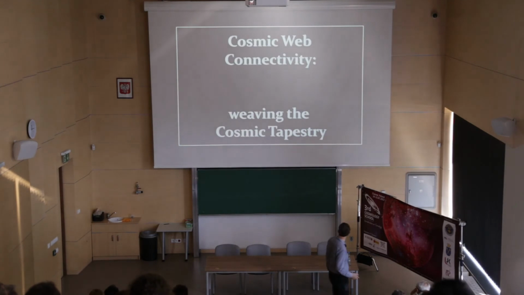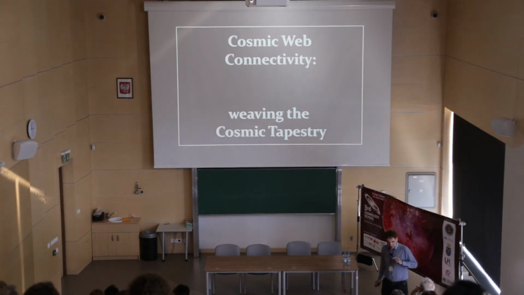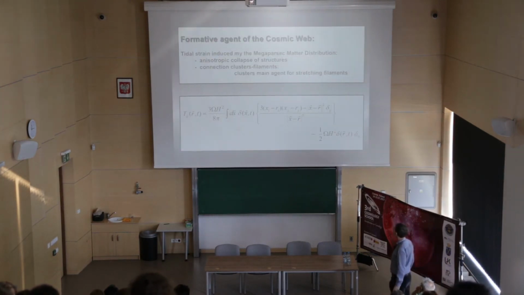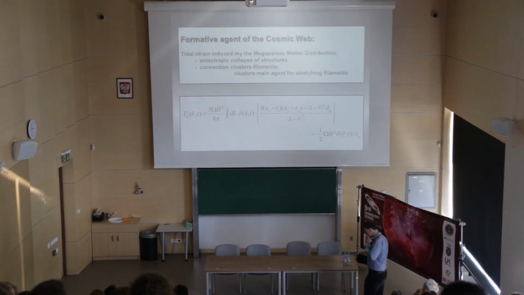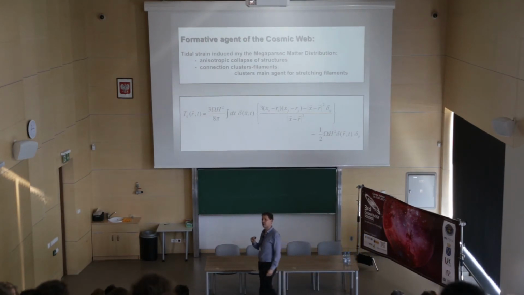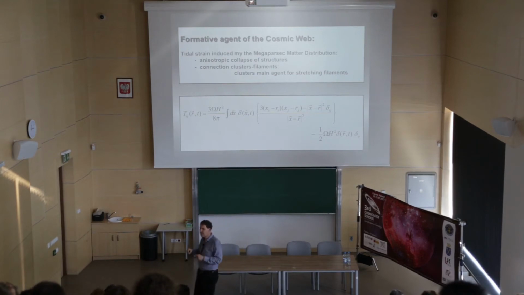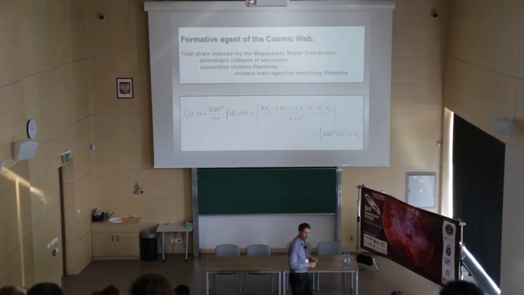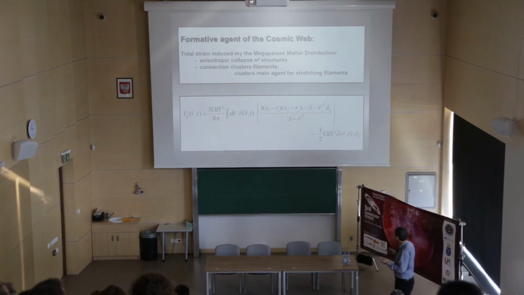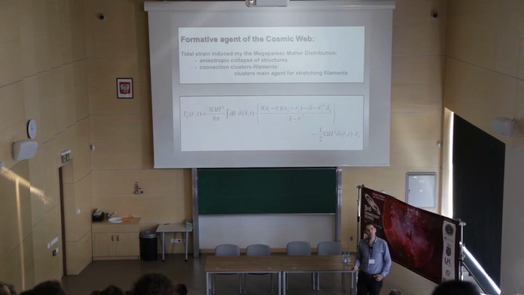So let me skip this one. So how then does this all connect up into a network? Well, in the end, everything goes back to this thing. I told you this anisotropic collapse went along with an anisotropic force field, and this anisotropic force field is a tidal force field. Now, I could write down the gravitational acceleration, and as well I can write down the differential of the gravitational acceleration, that's the tidal field.